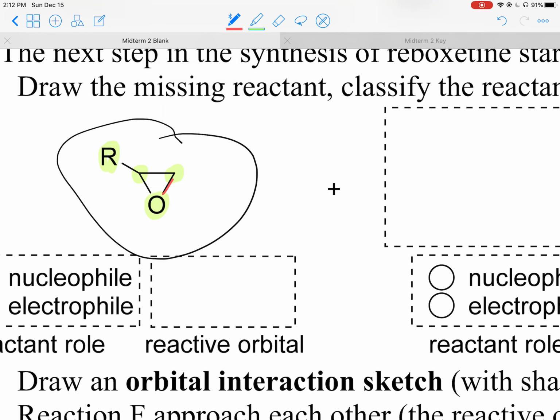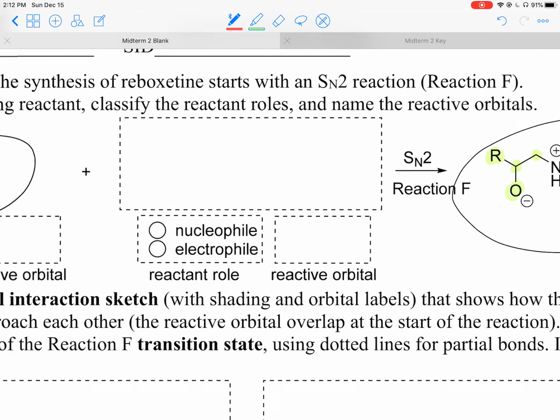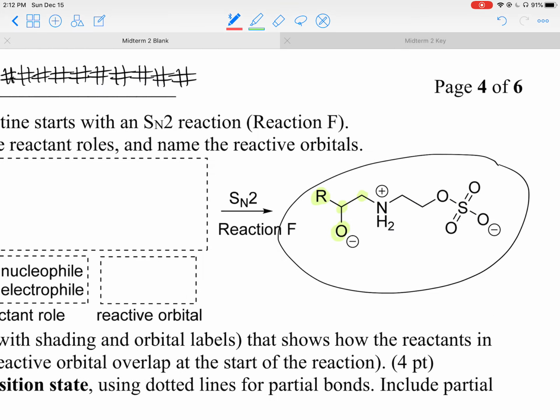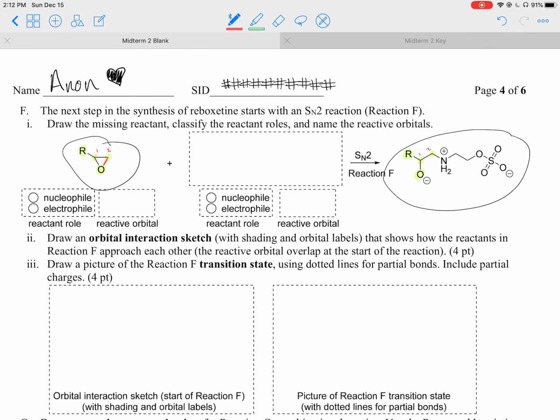is no longer there, right? There's still a bond between these two carbons. Let's call this carbon 1 and carbon 2. There's still that bond there, but the bond between carbon 2 and oxygen is gone. So what do we need to have? All of these atoms right here must be the other reactant because they are not to be seen in this reactant.